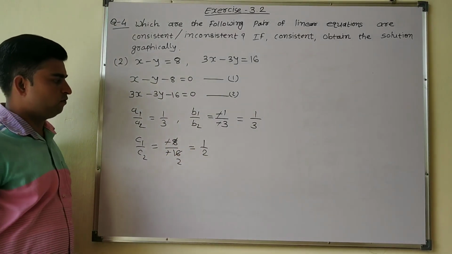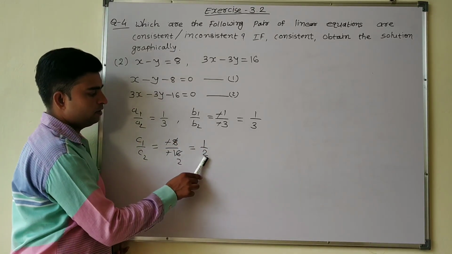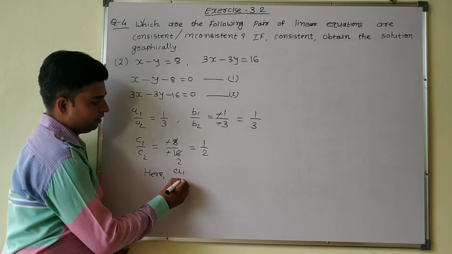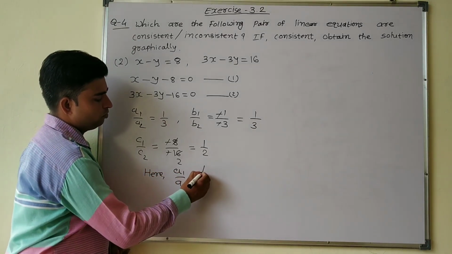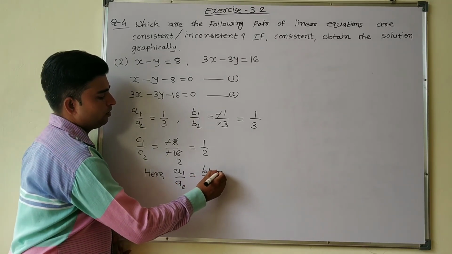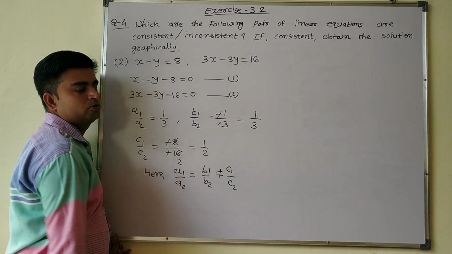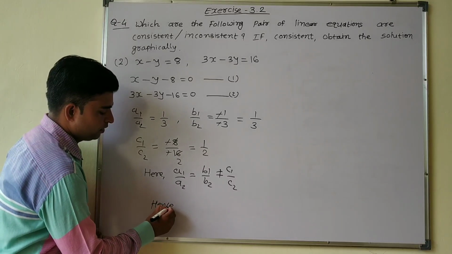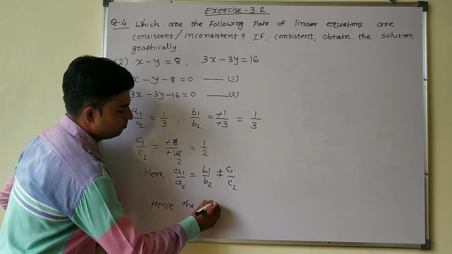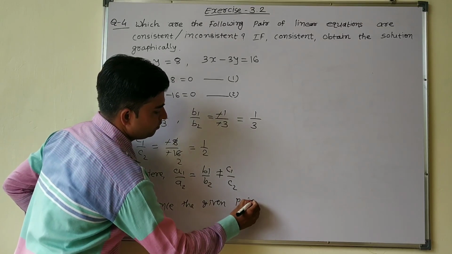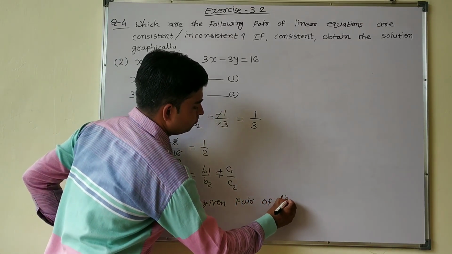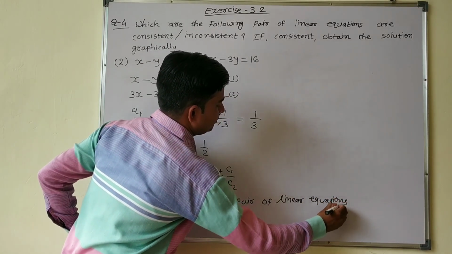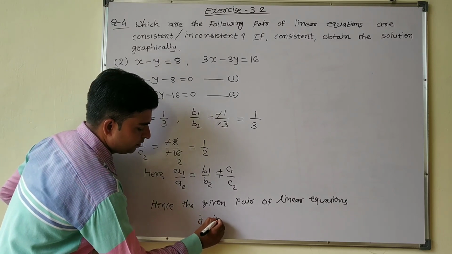So here we observe that the first two ratios are equal and the third ratio is different. So here A1 upon A2 is equal to B1 upon B2 and not equal to C1 upon C2. So in this condition the given equations are inconsistent. Hence the given pair of linear equations is inconsistent.